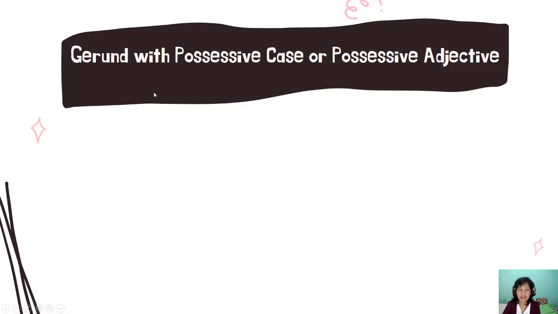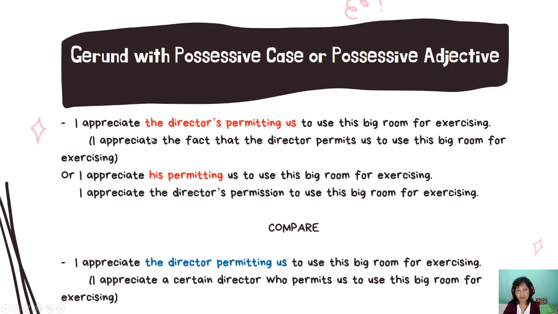Okay, and then the last is gerund with possessive case or possessive adjectives. Possessive case, the example is like this: the director's, and then there is an apostrophe here to show the possession. I appreciate the director's permitting us to use this big room for exercising. You can have I appreciate his permitting, possessive adjective. This is possessive case, this is possessive adjective. Actually, you can have I appreciate the director's permission. These three sentences are the same.